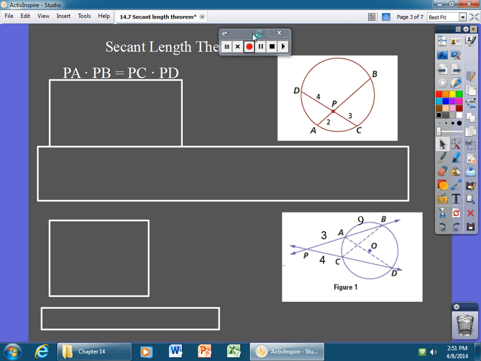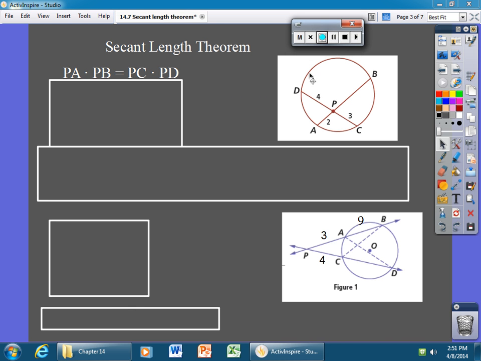So, first, what is the secant length theorem? Well, it goes along with ratios. We've talked about how things are in proportion several times, but this is just a different kind of ratio. What it tells us is that if I multiply the length of PA times the length of PB, I should get the same number as if I multiply the length of PD by the length of PC.